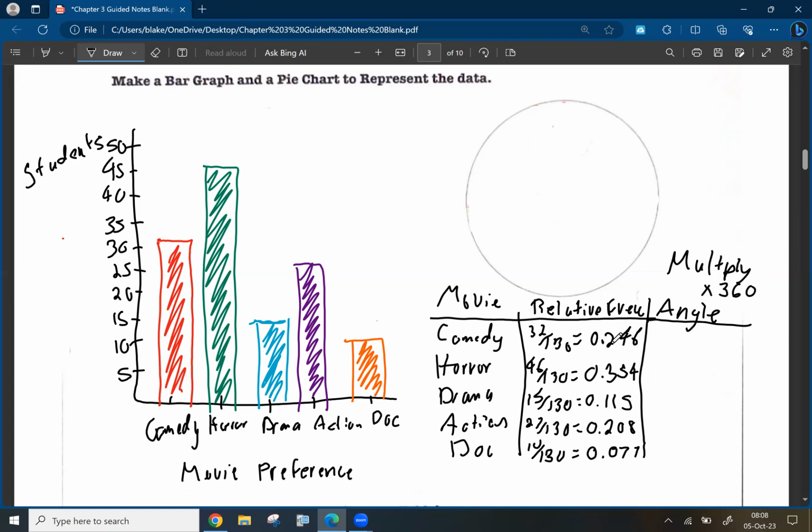So you take a calculator, you go 0.246 times 360, and it gets you 88.56 degrees. So that's how big that slice is going to be. On here, put the center right there. 88.56, that's just under 90 degrees. Again, I don't have a protractor to make it perfect, but 88.56 is probably something close to that. So this is going to be my comedy slice.